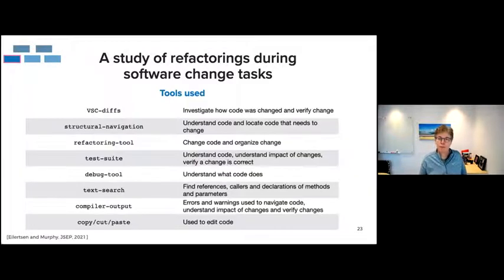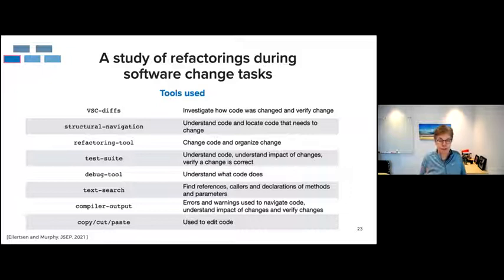So it was really interesting to see what developers used as tools when they approached these tasks. They used things that you might expect, like textual search. They used the compiler output, right? What if I remove this parameter I'm supposed to remove? What are the error messages? And I'll navigate through the error messages.